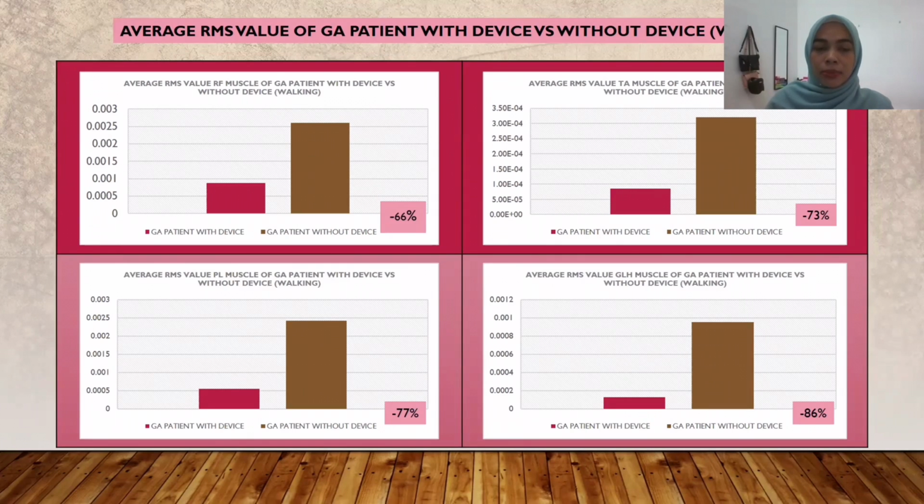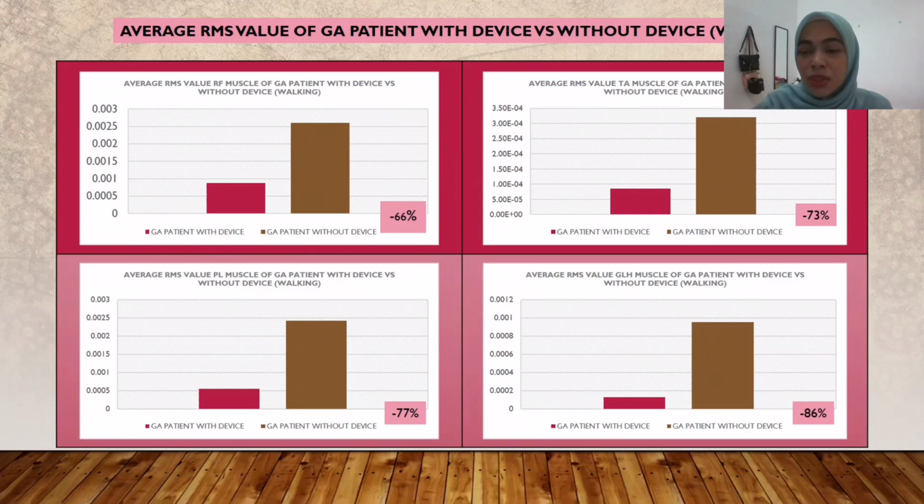Okay, this is the average root mean square value of gait abnormalities patients with the device and without the device. So as you can see here, the pink bar represents the patient with the device and the brown bar represents the gait abnormality patients without the device. So as you can see here, the patients without the device have a higher muscle contraction compared to the patients with the device.